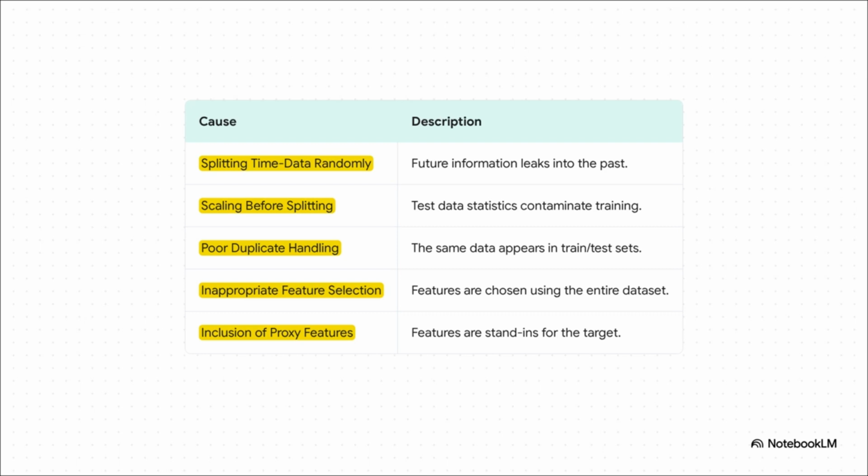And then there's inclusion of proxy features. Ooh, this one is really sneaky. It means you're using a piece of data that is basically a stand-in for the answer itself. Let's look at a couple of examples.